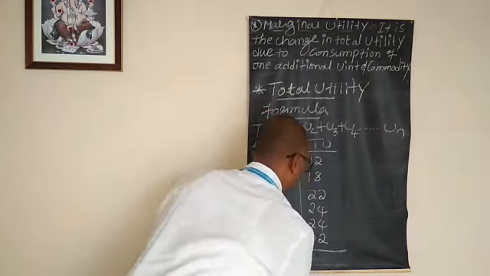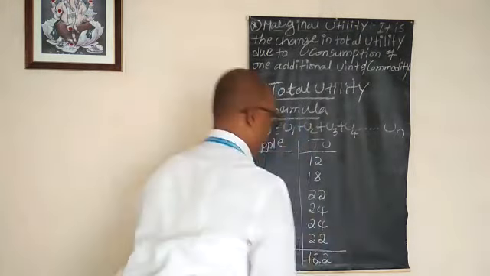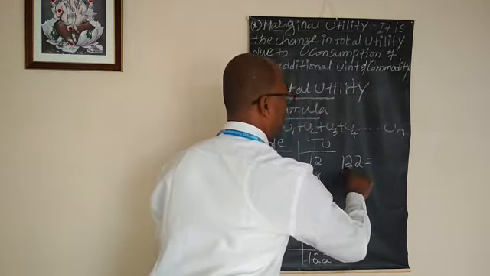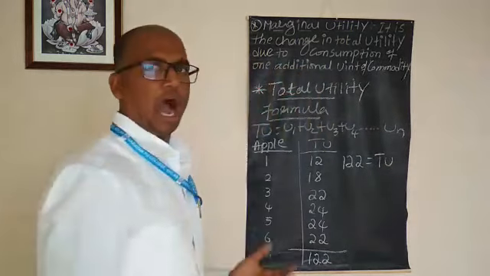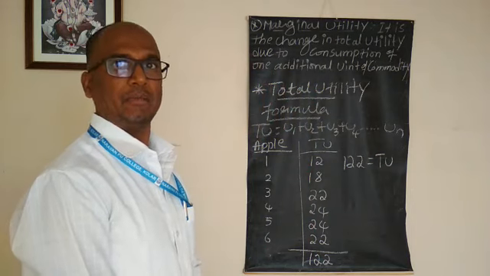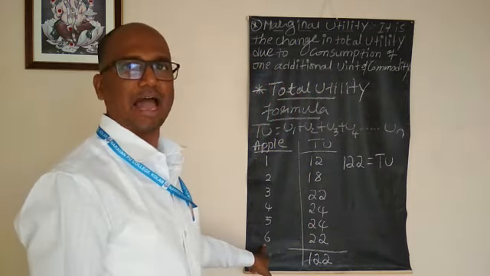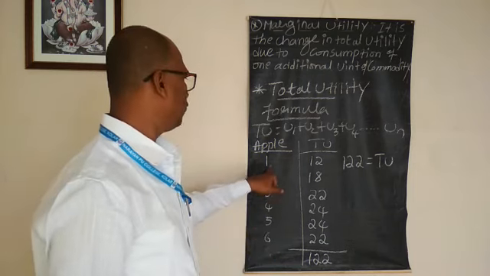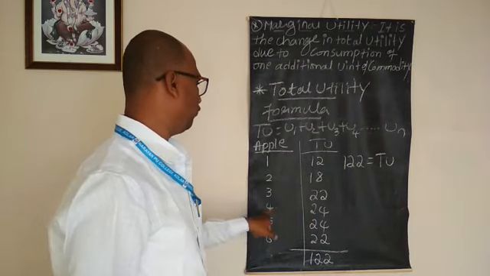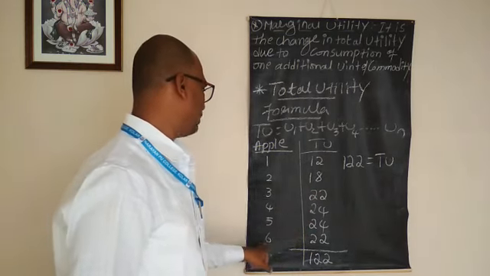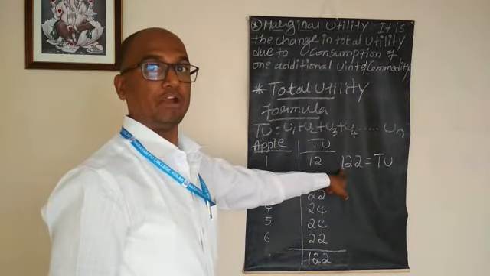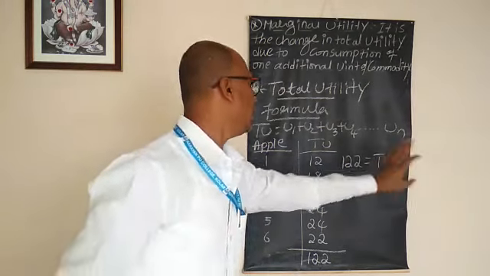Let's add all, we get 122. This means 122 units of utility is equal to total utility. How do we obtain it? By adding all the units of utility from the consumption of 6 units of apples. First apple 12, second 18 units of utility, third 22, fourth 24, fifth 24, sixth 22. By adding all, we get the value 122. 122 is equal to total utility.